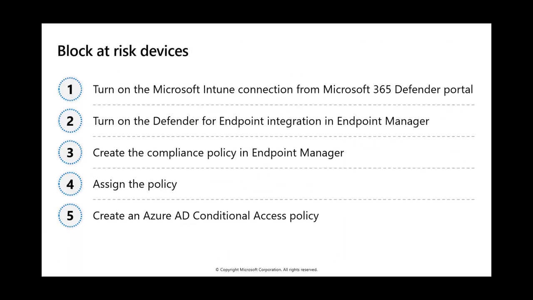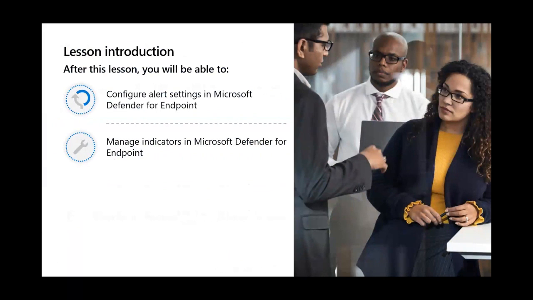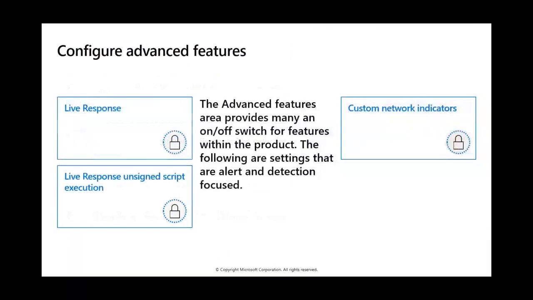We can take the following steps to enable conditional access. We can turn on the Microsoft Intune connection from the Microsoft 365 Defender portal, turn on Defender for Endpoint integration in Intune, create a compliance policy in Intune, assign the policy, and finally create an Azure AD conditional access policy. We can configure alerts and detections also. We can configure alert settings in Microsoft Defender for Endpoint and manage indicators in Microsoft Defender for Endpoint also.